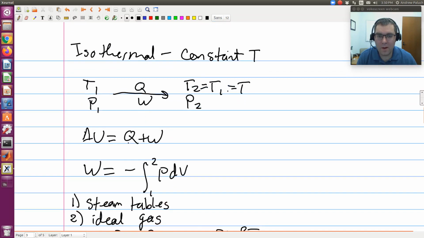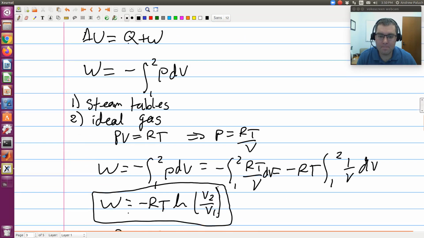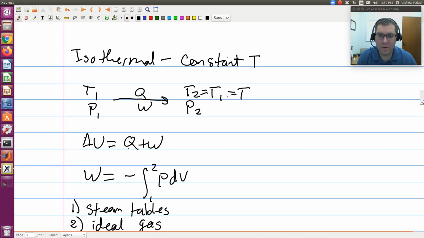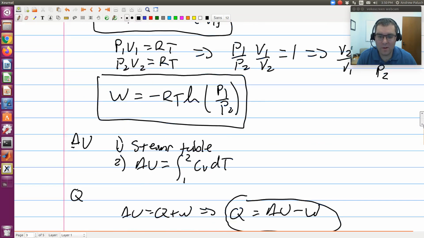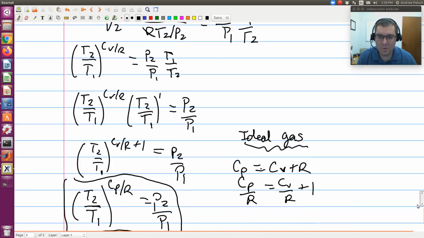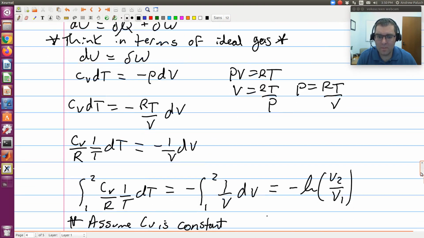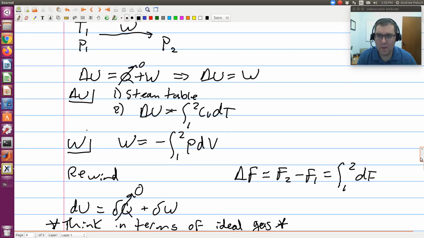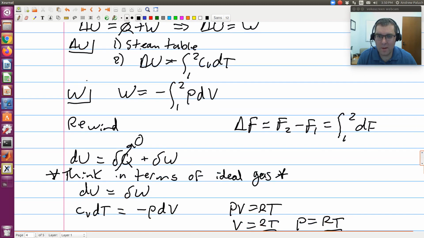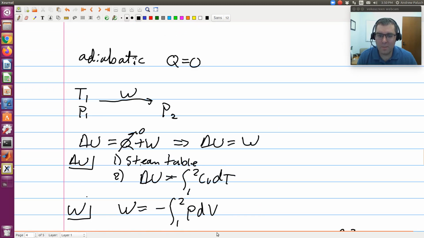Now, what would I do if it wasn't the case? Well, let's see. Hold on. Where am I? Sorry, I'm rewinding. So there's my adiabatic process. My first law balance was just delta U is equal to W. So once you know that final temperature, we can compute delta U without a problem.